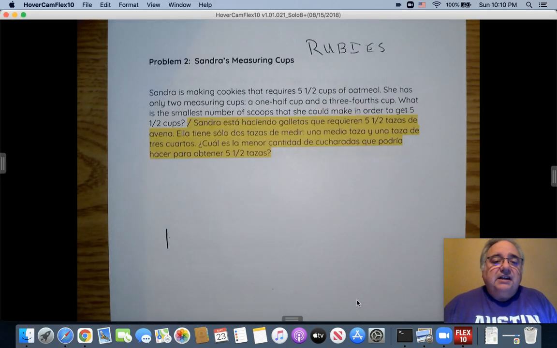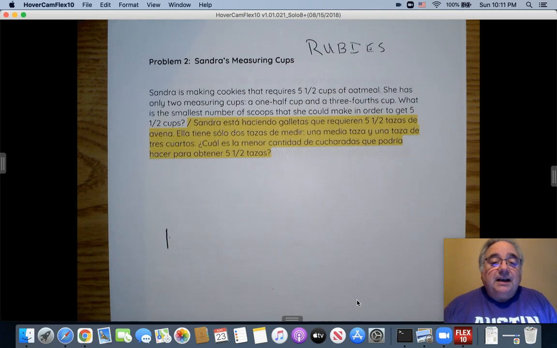Let's read. Sandra is making cookies that requires 5.5 cups of oatmeal, and she has only 2 measuring cups, a 1.5 cup and a 3/4 cup. What is the smallest number of scoops that she can make in order to get 5.5 cups?